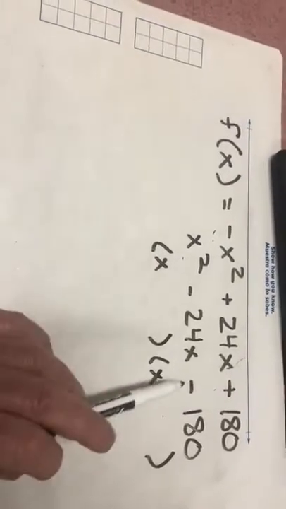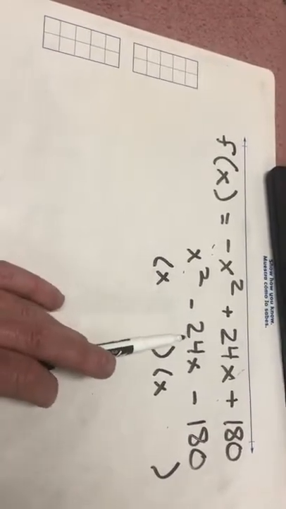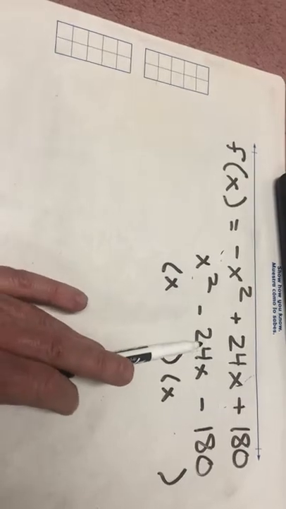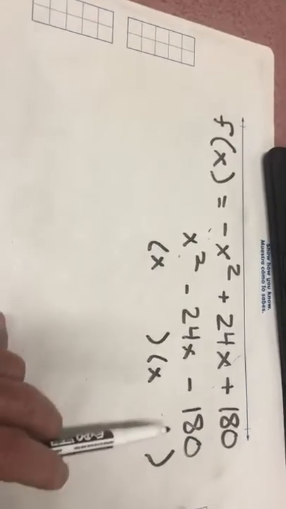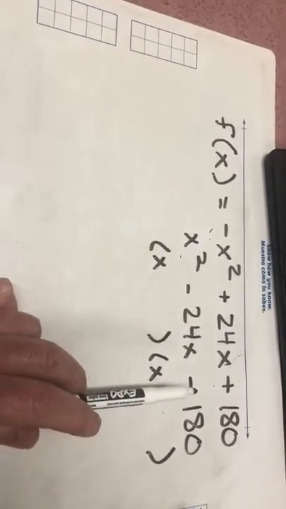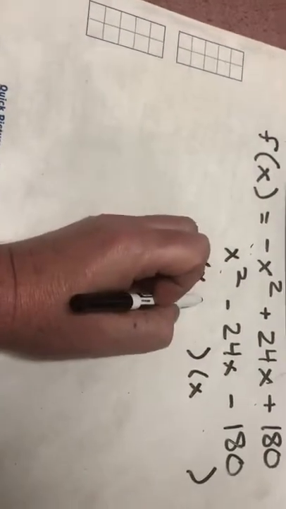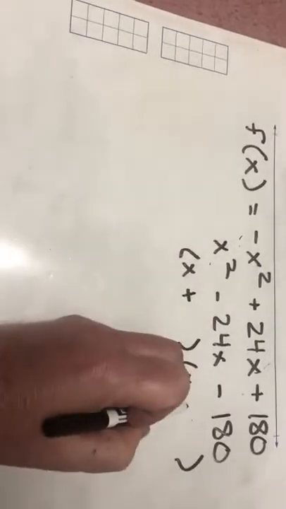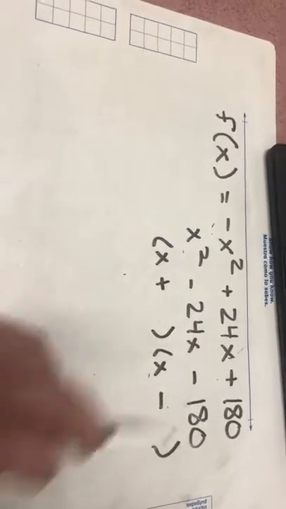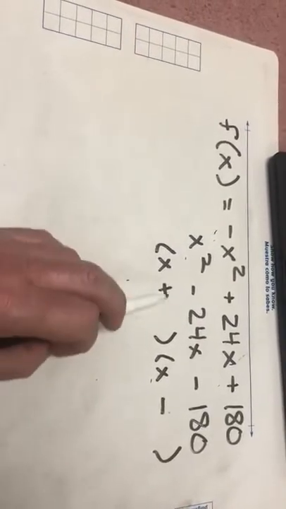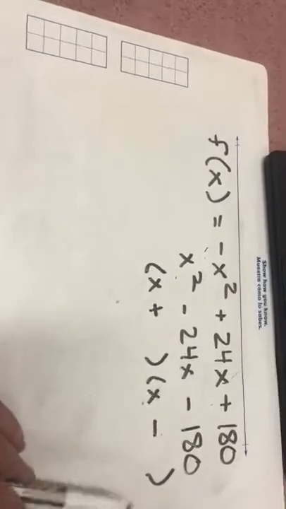Now I'm looking for two numbers that multiplied together equal negative 180. And those same two numbers have to be added together to get a negative 24. Now once again, just like in our previous example, our product has to be negative. The only way we get a negative product is to take a positive number and multiply it by a negative number. You can't have two positive numbers or this would be positive. You can't have two negative numbers because a negative times a negative is a positive. And this is negative, so we need to have one positive and one negative.